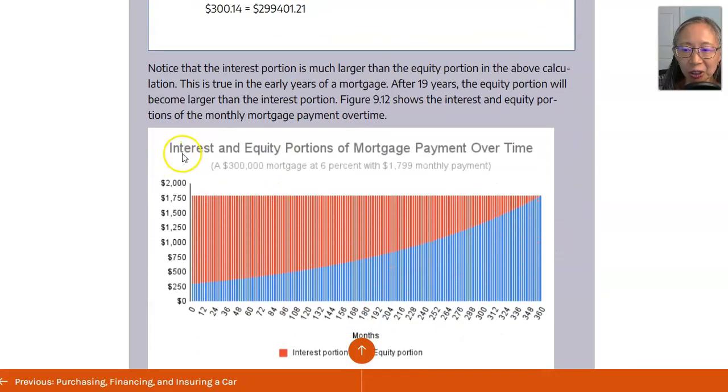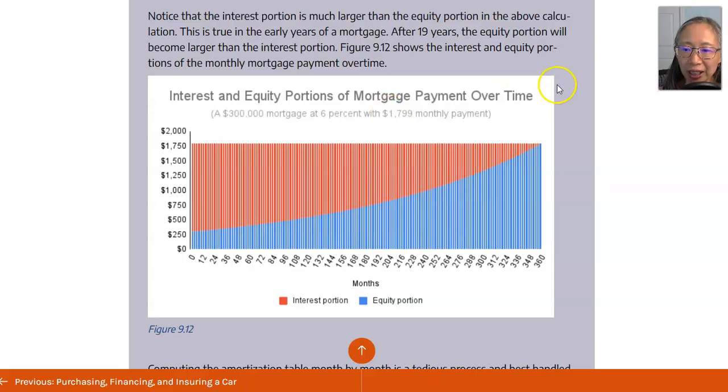Here is the interest versus equity over time. The red line is interest and the blue line is equity or principal. The mortgage amount remains the same. This is a fixed rate mortgage. So the mortgage every single month is around $1,750.